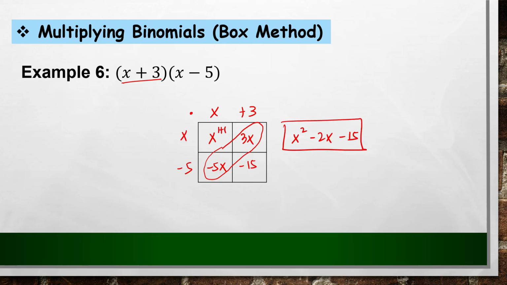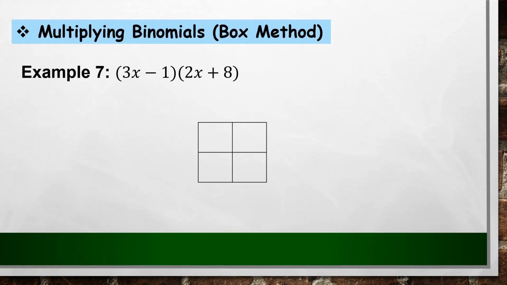Okay, I'll give you another box method example. This time I will write the first binomial here. So 3x minus 1. And here 2x plus 8. So multiplication, this is 6x squared. And then plus 8 times 3x is 24x. 2x times negative 1 is negative 2x. 8 times negative 1 is negative 8.